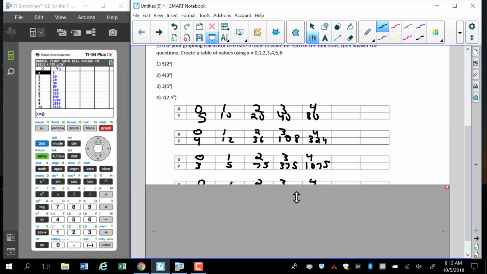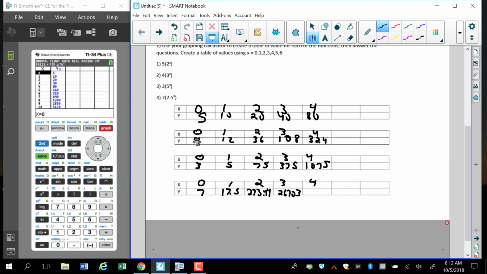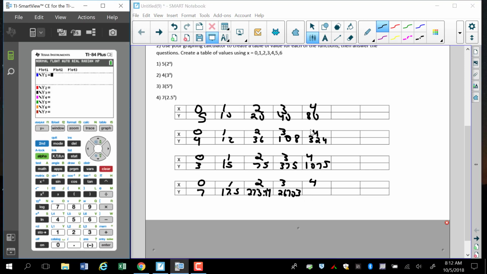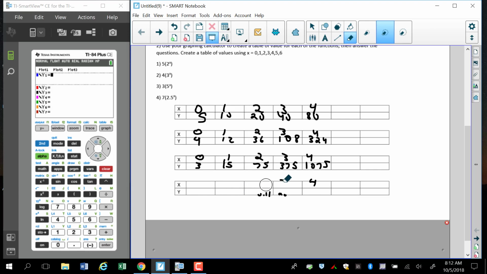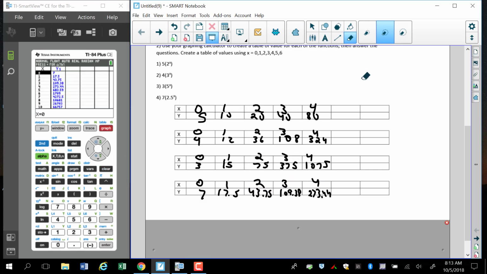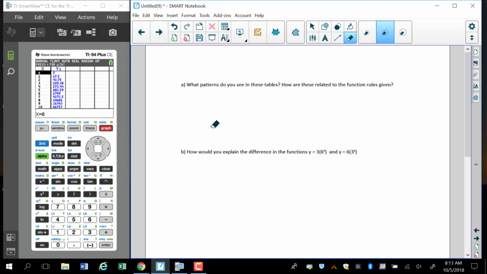Now hopefully you took the time to pause. This is 2, starts at 4 and triples, starts at 3 and multiplies by 5. Sorry, this should be a 15 right there. And then this one starts at 7, goes up by 2.5 each time. Those numbers get pretty big pretty fast. So real quick, I just adjusted these and made a mistake prior when I put this in, but these are the correct answers here for these solutions.